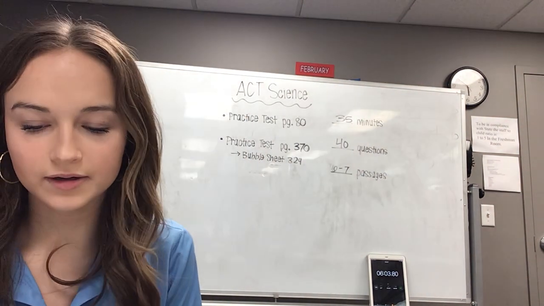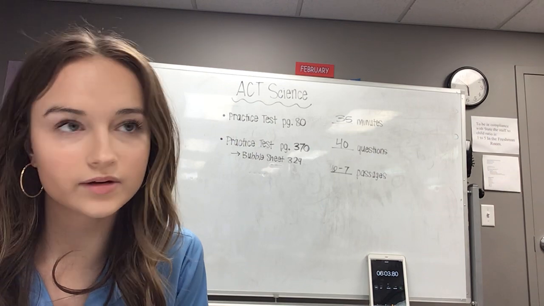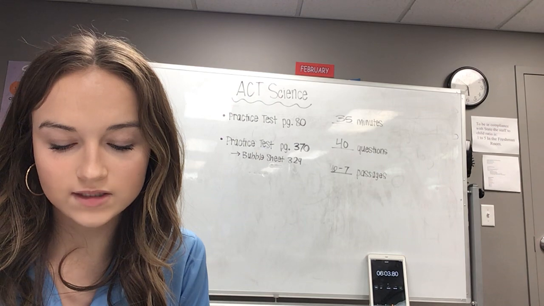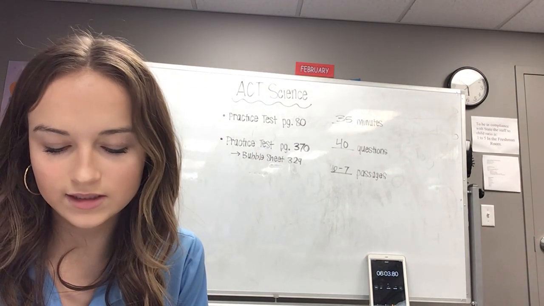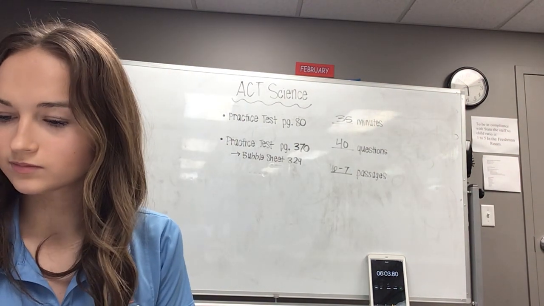Alright, so the answers for passage number 4 are 21 is B, 22 is F, 23 is B, 24 is H, 25 is C, 26 is G, and 27 is D. Any need repeated?